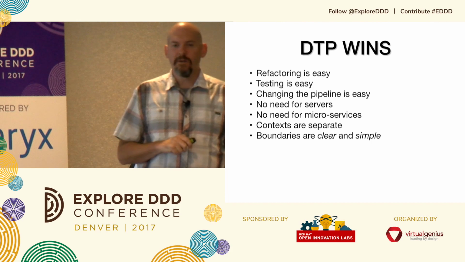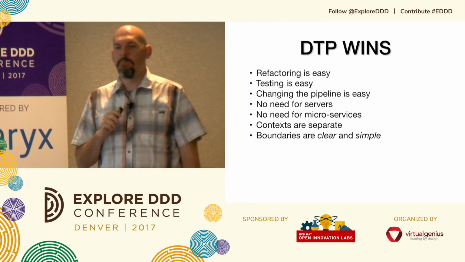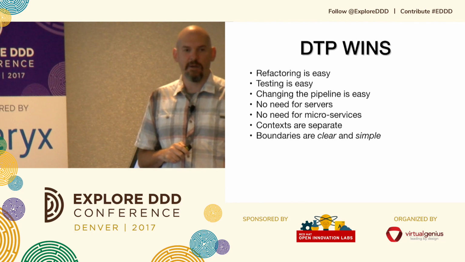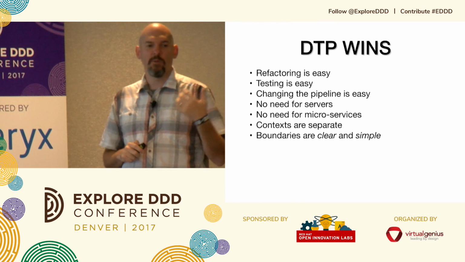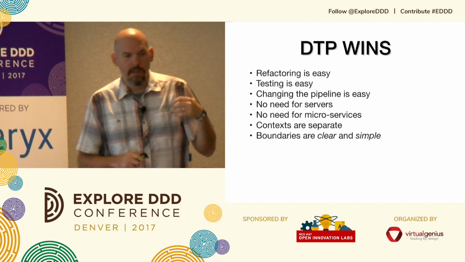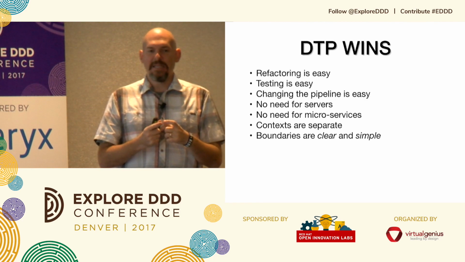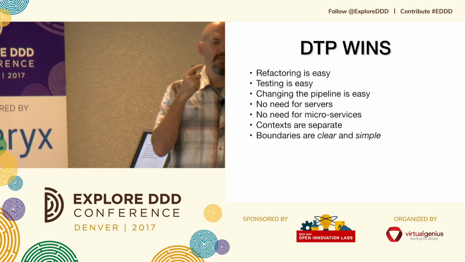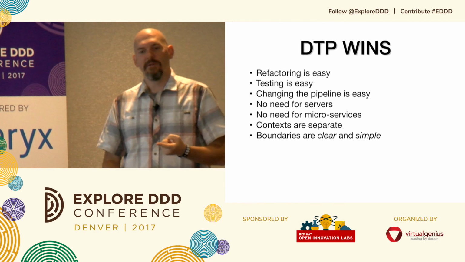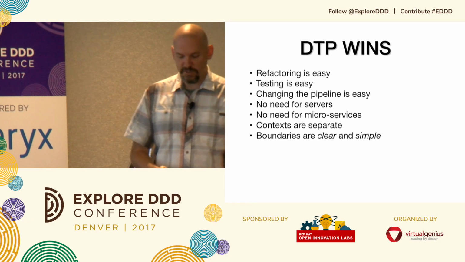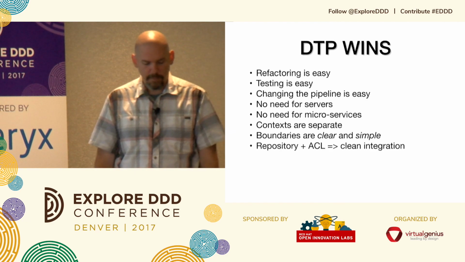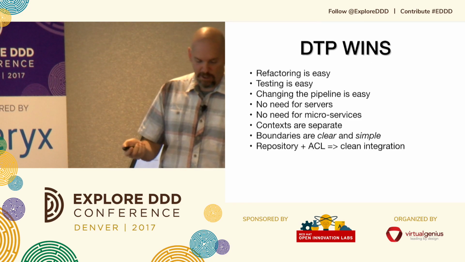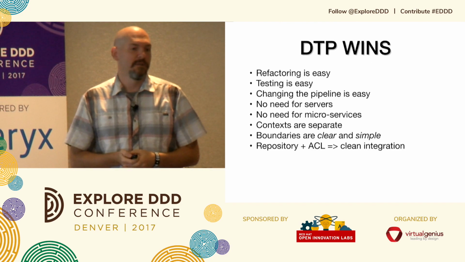The boundaries are clear and simple. One of the patterns that got used a lot that I'll talk about in a minute is the repository pattern, building anti-corruption layers between the cloud services. Having those boundaries defined cleanly was a godsend because it made it so easy to code against cloud services, but also change cloud services as needed. The repository and the anti-corruption layer allowed for a clean integration.